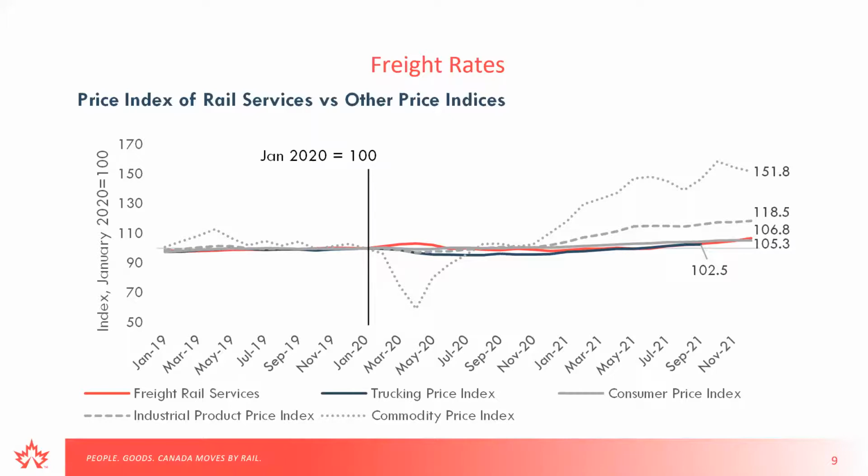And then industrial and commodity prices have risen a lot faster than rail. So commodity prices, knowing that they're quite volatile, using that January 2020 baseline, they're 52% higher than they were then, and industrial prices are up almost 19%. Okay, next.